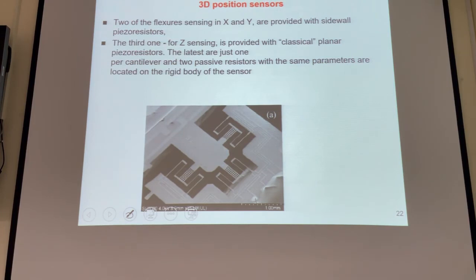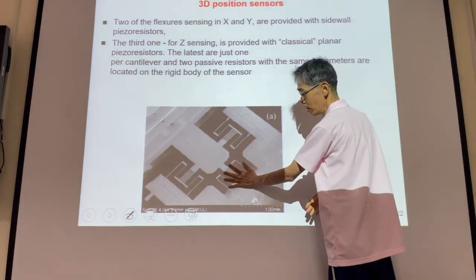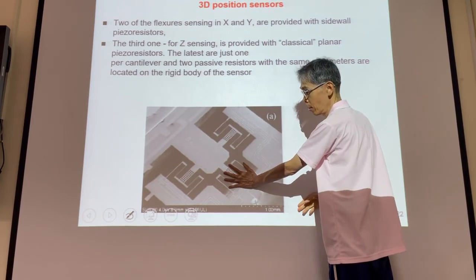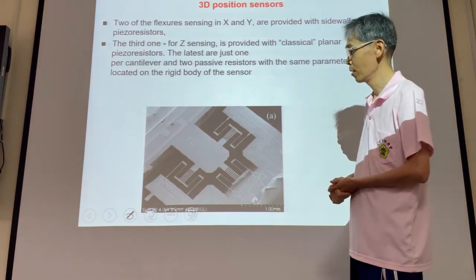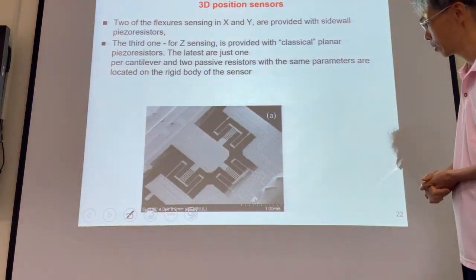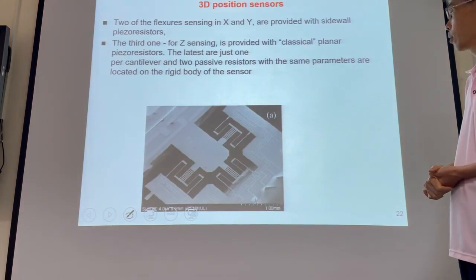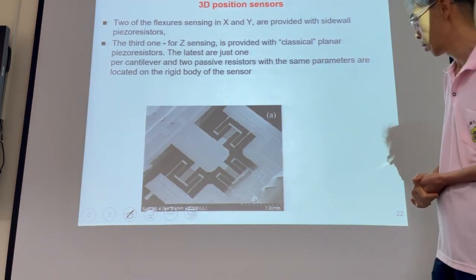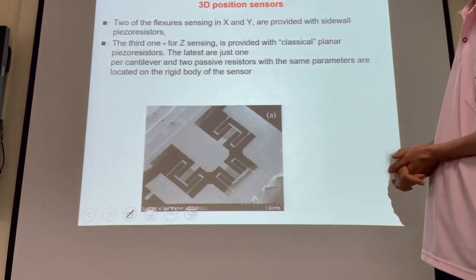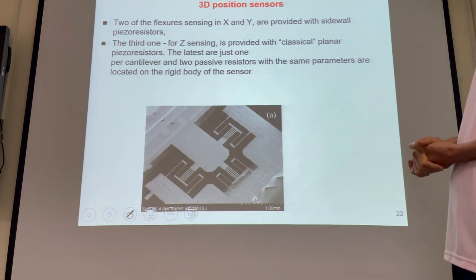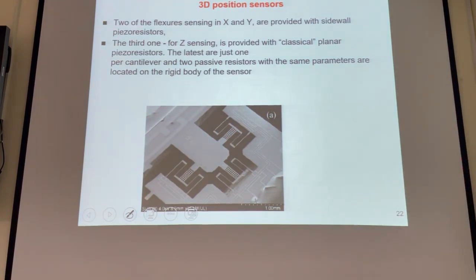Okay, in this case, they want to do the 3D position sensor. For one set, it is 1D position sensing. But we have three, so they want to do X, Y, Z position sensing, three axes. Could you read the first point? Two of the flasher sensing in X and Y are provided with the cyber piezo resistors.